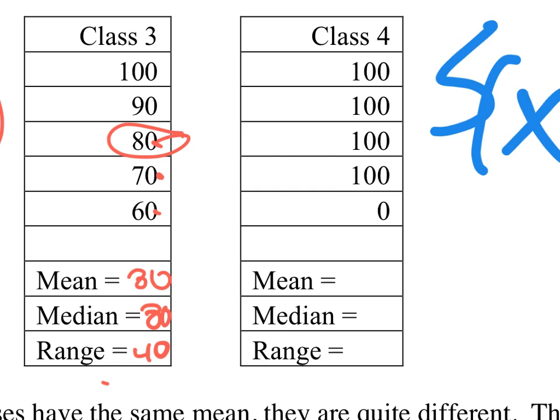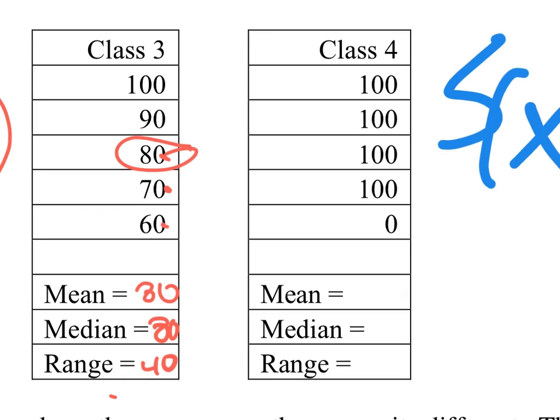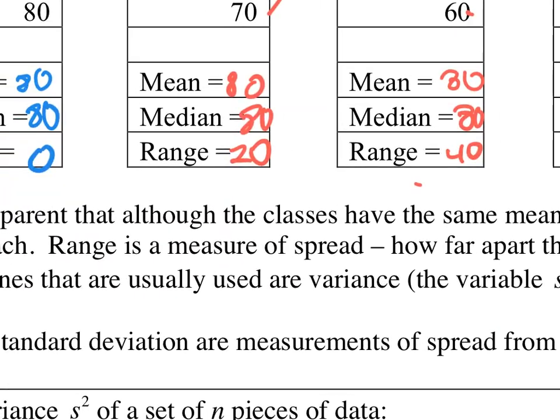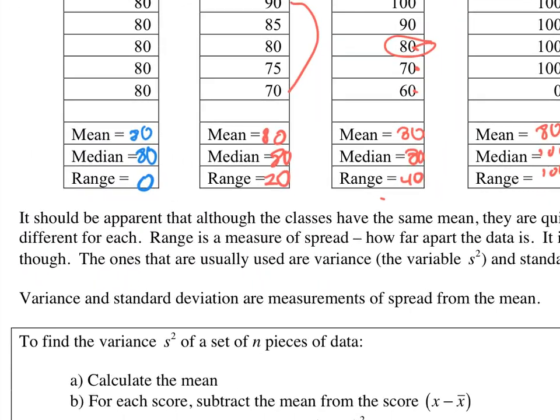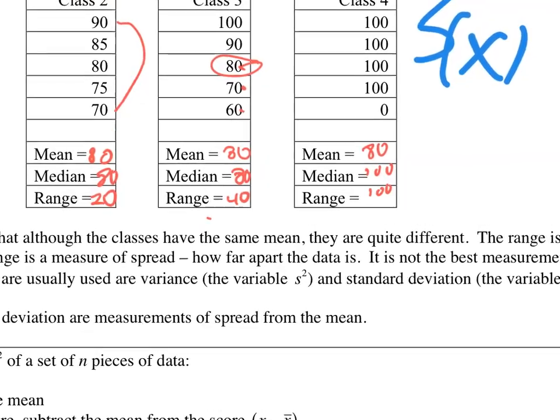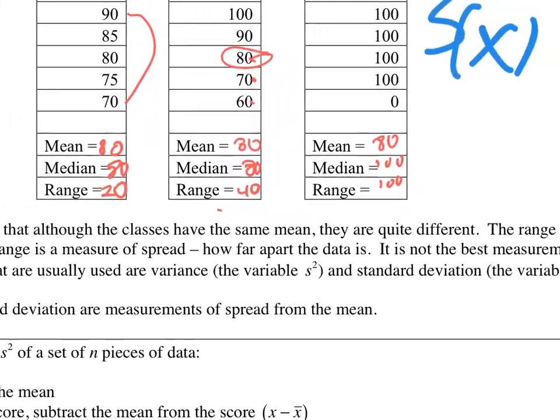They're 80s again? 80, 100, and 100. Oh my god. So, it should be apparent that through the classes they have the same mean. The classes are quite different, but they have the same mean. Okay?